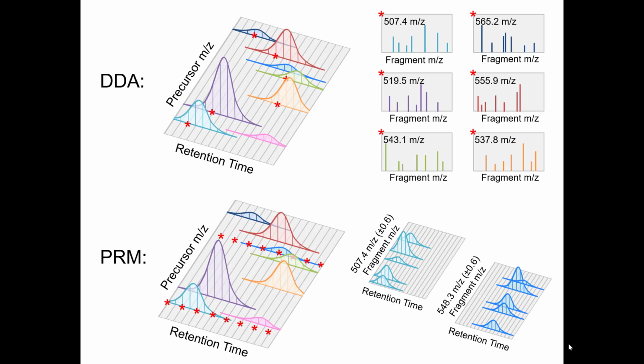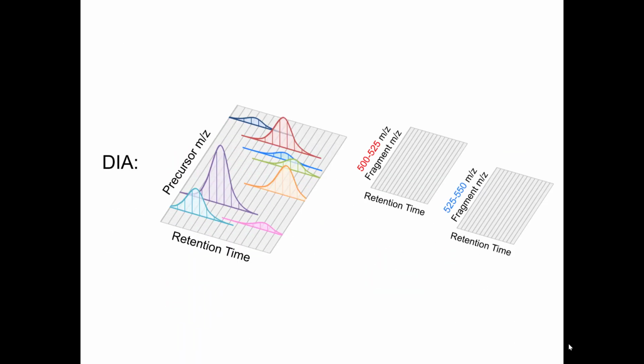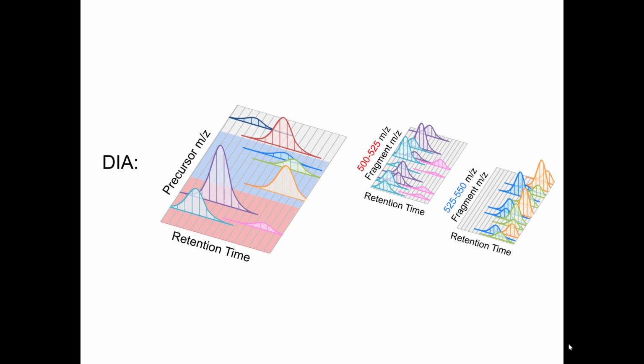So we talked about DDA, we talked about PRM, and DIA fits somewhere in between that, right? So instead of looking at a single precursor, as you would with PRM, you end up scanning through and collecting a larger swath of precursors all at the same time, by opening up the precursor isolation window to some amount, depending on whatever DDA or DIA-based method you're trying to do. So for example, here I'm showing there's this red section that might be associated with this swath or stripe in the data set.